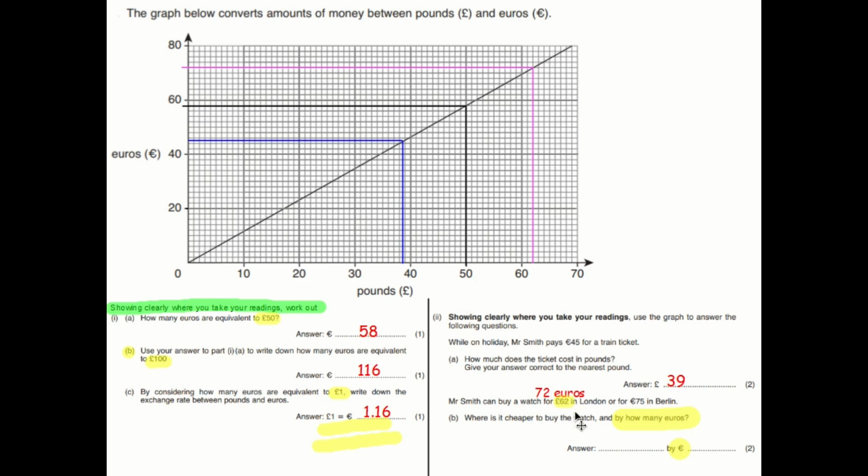It says, where is it cheaper to buy the watch and by how many euros? Well, if it's 72 euros in London and 75 euros in Berlin, then it is cheaper to buy it in London, and it's cheaper by 3 euros. Because that's the difference between 75 and 72.